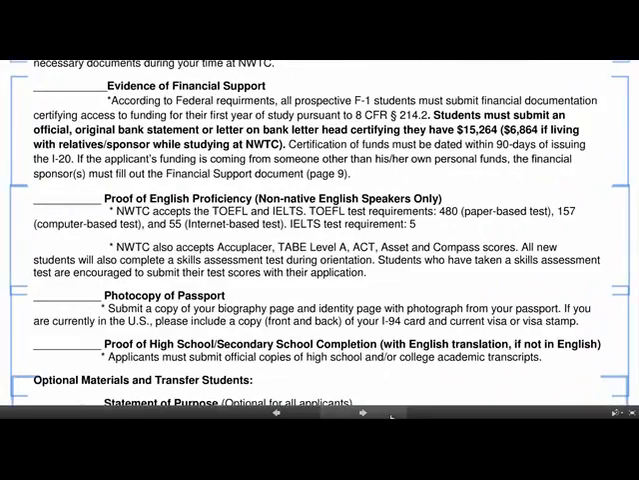The next item on the list is proof of English proficiency. If living outside the United States, you will need to submit a TOEFL or IELTS score to NWTC. The paper-based TOEFL score is 480 for academic programs. The internet-based score is 55, and the IELTS score is at least 5. Students who have lower scores may still qualify for intensive English language programming.